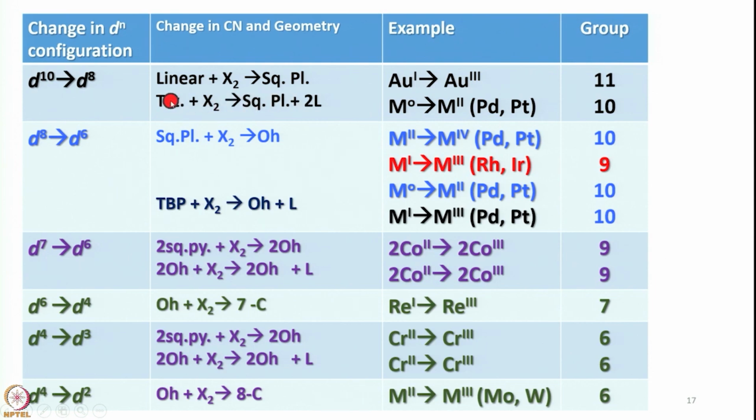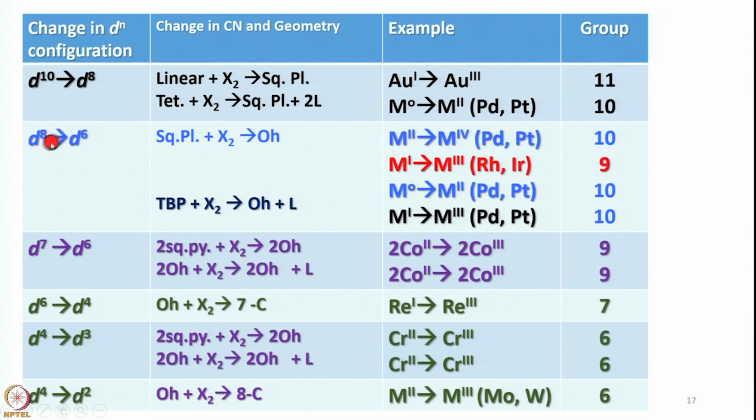A typical example is tetrakis(triphenylphosphine) palladium or platinum. In that one, before oxidative addition happens, 2 ligands would dissociate to generate a 14 electron species, to which this substrate molecule is added, which results in the formation of again a square planar complex, and 2 ligands would come out. Example, metal(0) to metal(II), palladium and platinum, group 10.